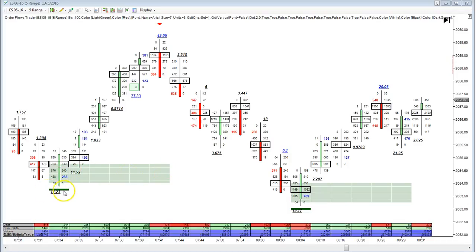But I do like to have a green hash for a buy and a red hash for a sell. When you see the sell, you'll see a red hash up there. And so, okay, here we go. This is 7:30 in the morning. You have a buy signal right here.